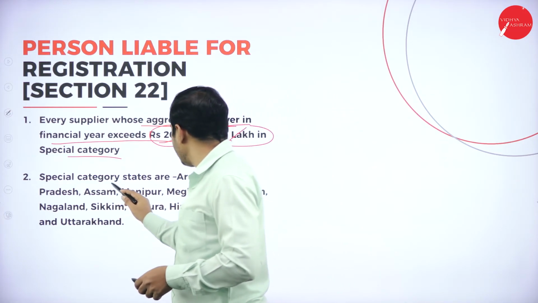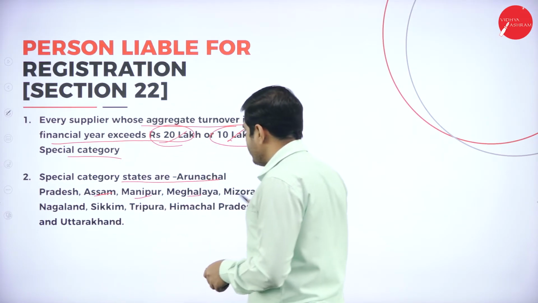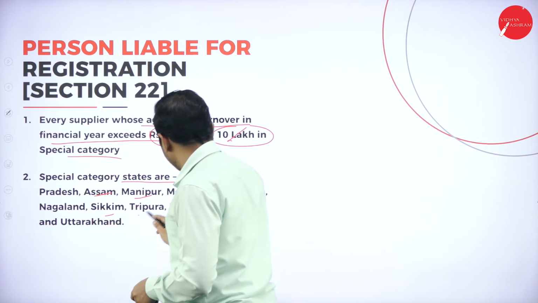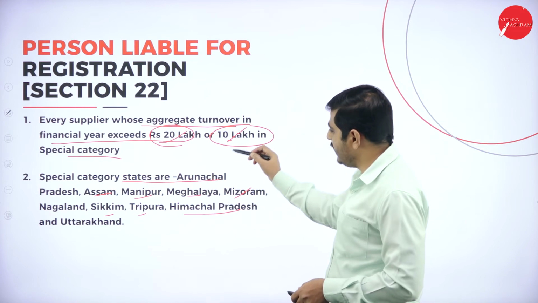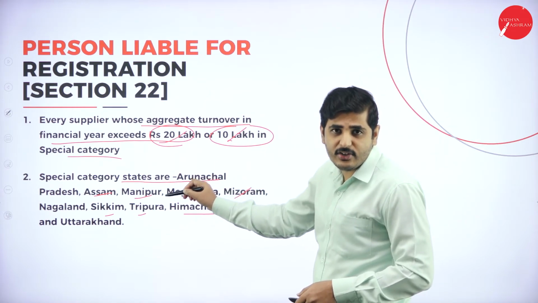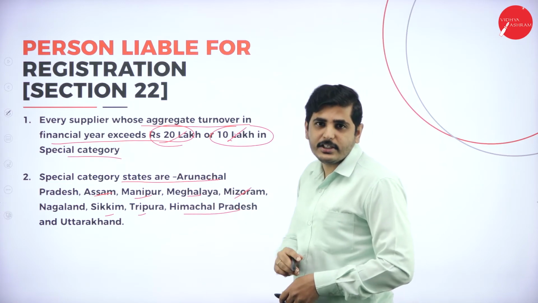Next one, special category states are Arunachal Pradesh, Assam, Manipur, Meghalaya, Mizoram, Nagaland, Sikkim, Tripura, Himachal Pradesh and Uttarakhand. If you are doing business in these states and your turnover exceeds 10 lakh rupees, then you have to get registered under GST.